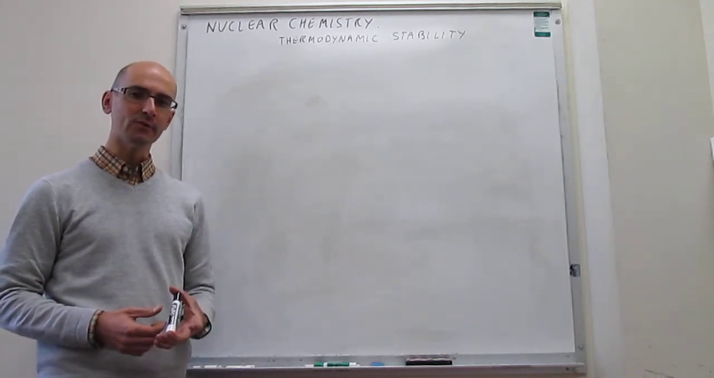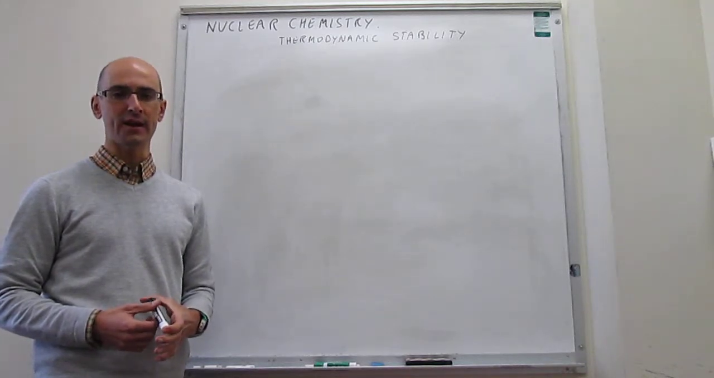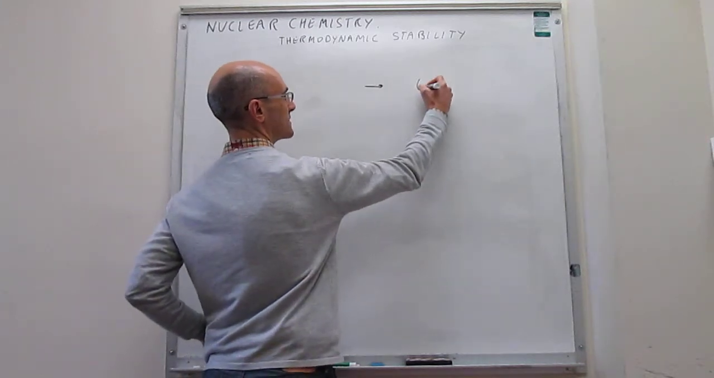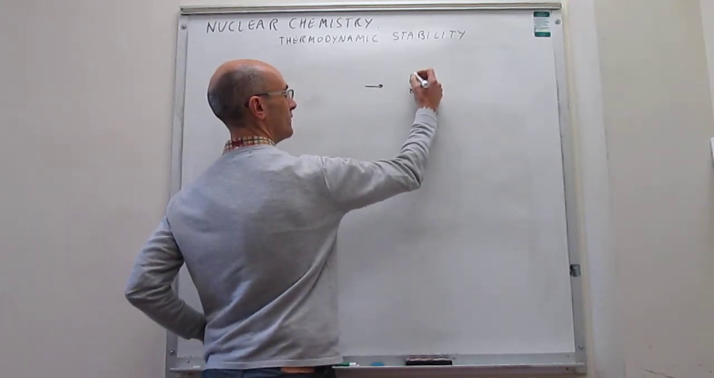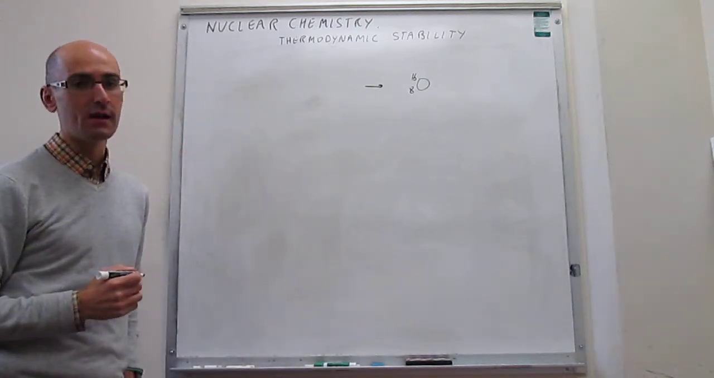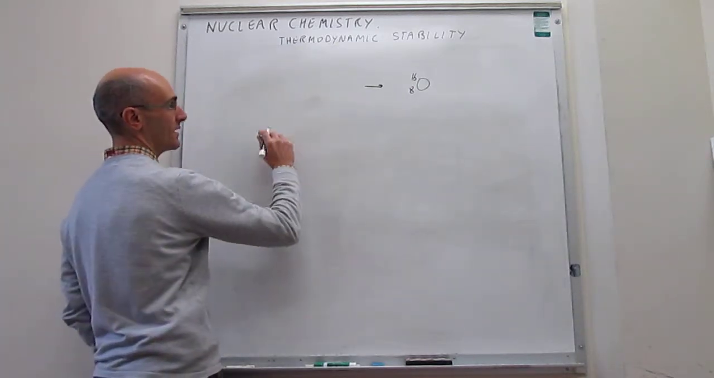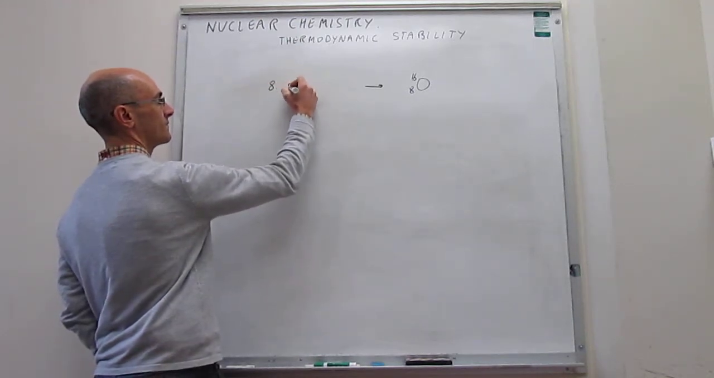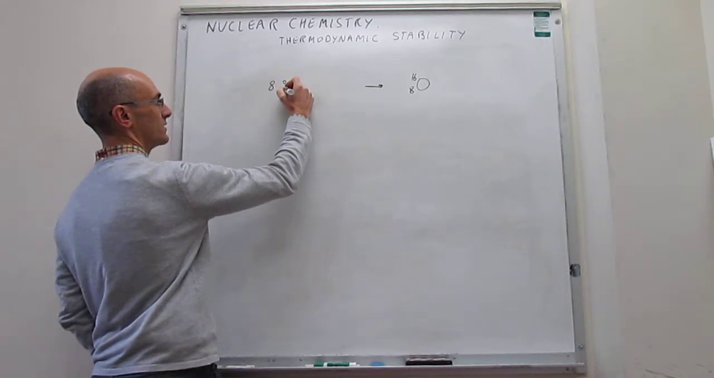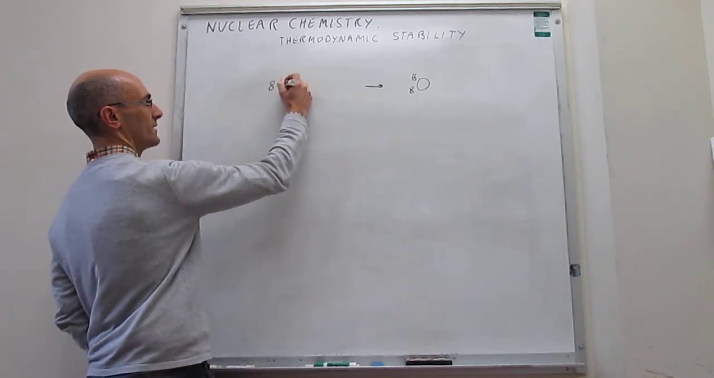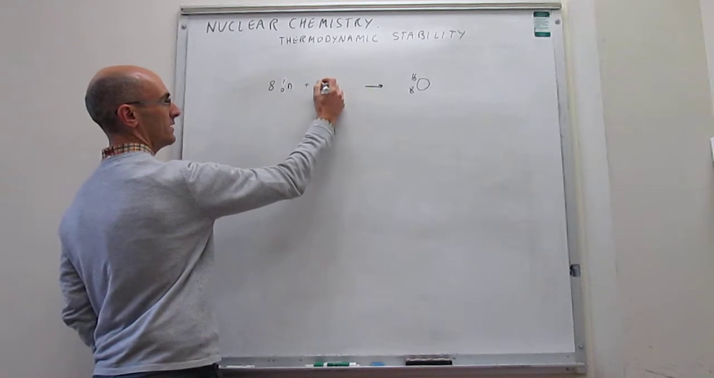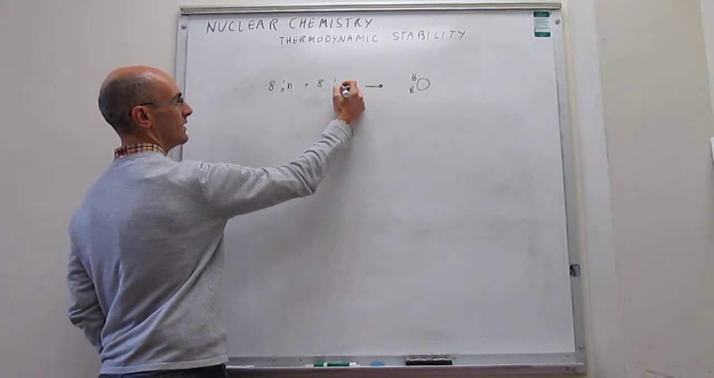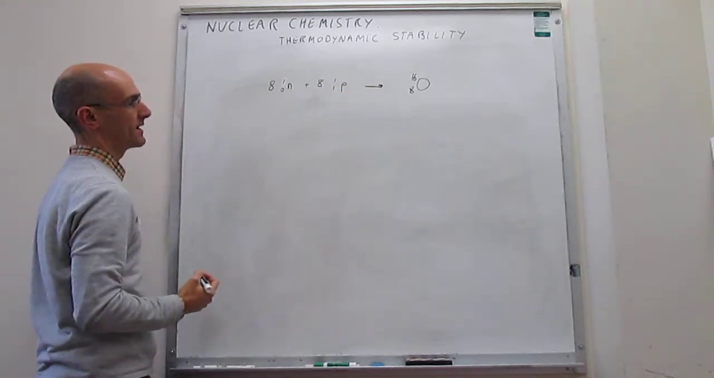Our starting point is going to be an imagined reaction in which we're going to generate an atom of oxygen-16 from the nucleons of that atom. Notice that oxygen-16 has 8 protons and 8 neutrons. Here are the neutrons, which contribute to the mass number but not the atomic number, and here are the protons, which contribute both to the atomic number and to the mass number.